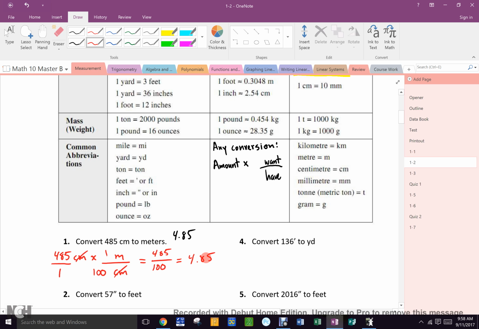Does everybody see? Now, we already knew it was 4.85 in our head, but that's how we do it with math. So when we approach something that we don't know automatically, we can still follow this. Everybody good? Now, this comes into play in real life all the time.